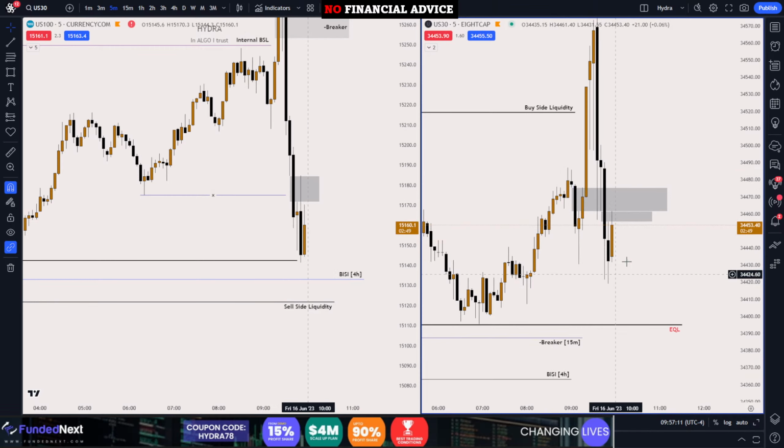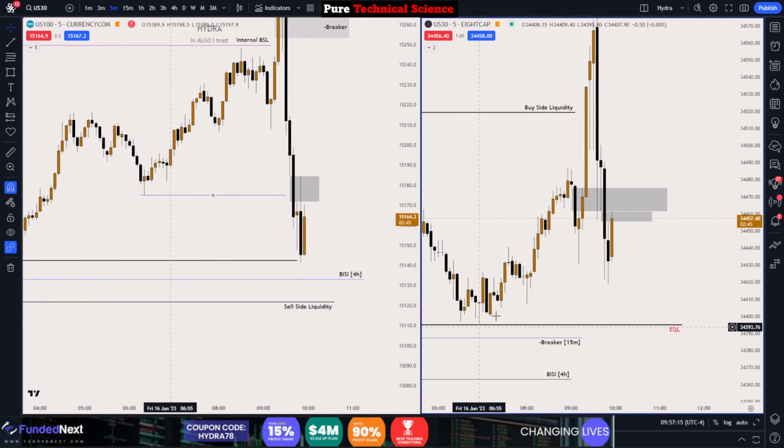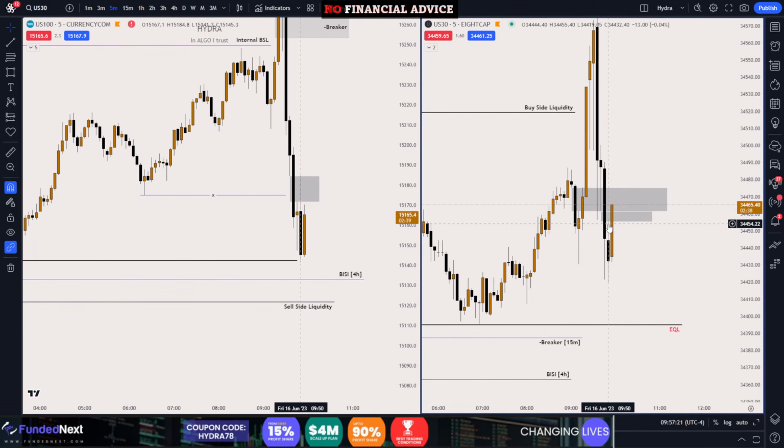So this right here on US30, see how price delivers. We are expecting to see price clearing out these relative equal lows. We have a small little fair value gap. The nearest fair value gap is here. So now let's see if price respects it, or this inversion right here.